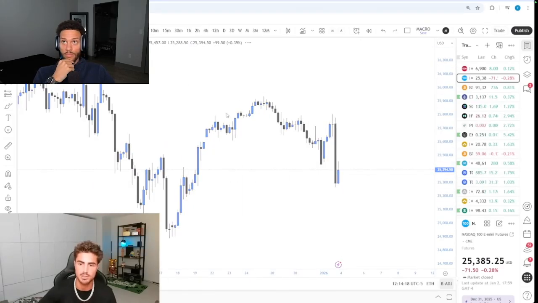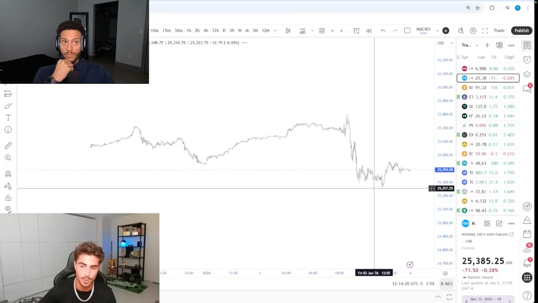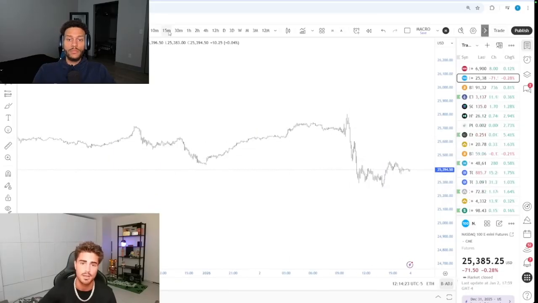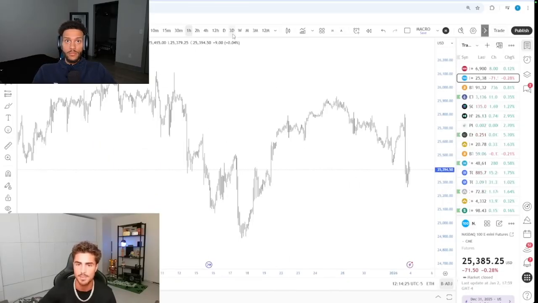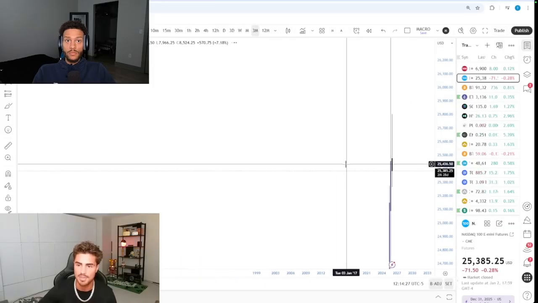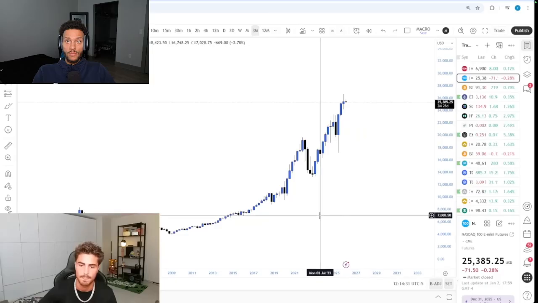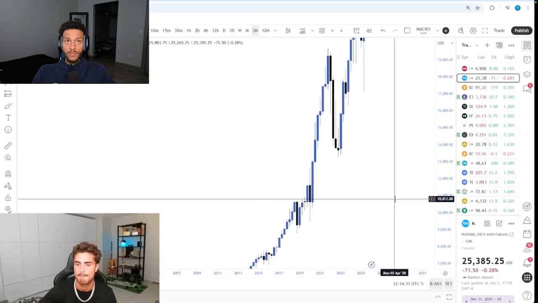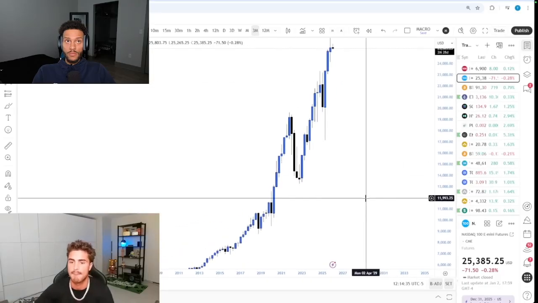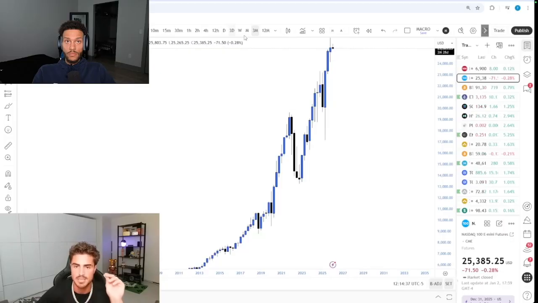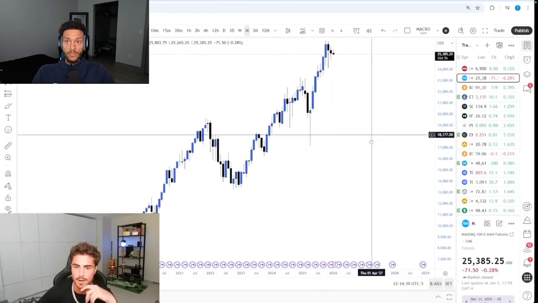This happens on every single time frame. I can show you guys examples of liquidity sweeps on the 5-minute time frame, on the 15-minute time frame, on the 1-hour time frame, on the weekly time frame, on the quarterly time frame. There are examples of liquidity sweeps everywhere.